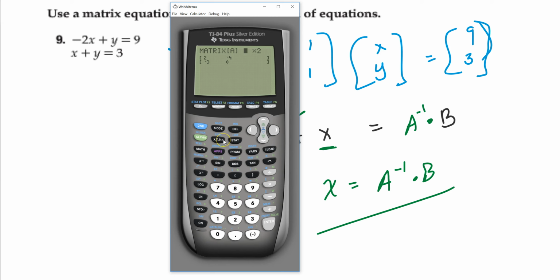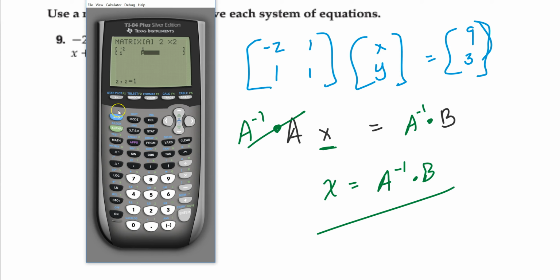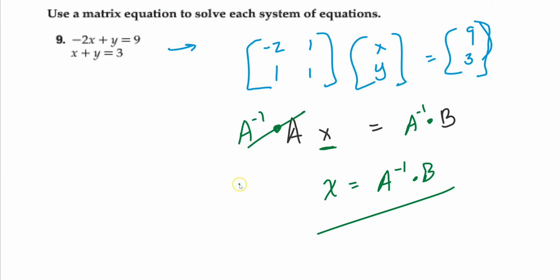So I'm going to go to my matrix, I'm going to type 2 by 2, I'll type that one in. It's -2, 1, 1, 1. Right, I just typed in my coefficient matrix right there. I'm going to go back to my matrices. And this time for B, I'm going to type in that little 2 by 1. 2 rows, 1 column. Right, and then 9 and 3. And then all I'm going to do is what I have here. Get my first matrix, get the inverse, and then multiply it by the second matrix. If I do that, press enter, I get my answer of -2 and 5.